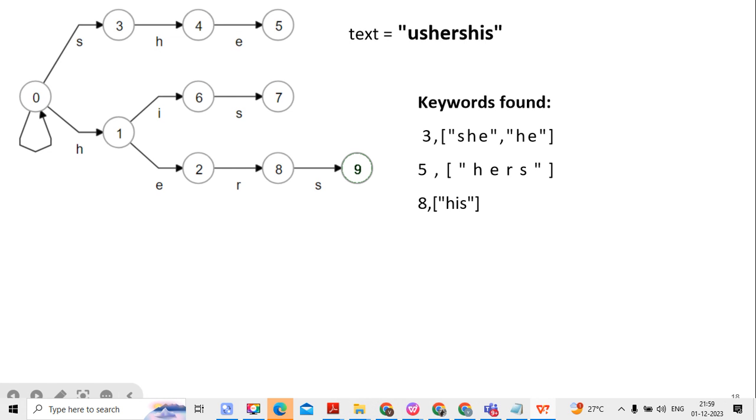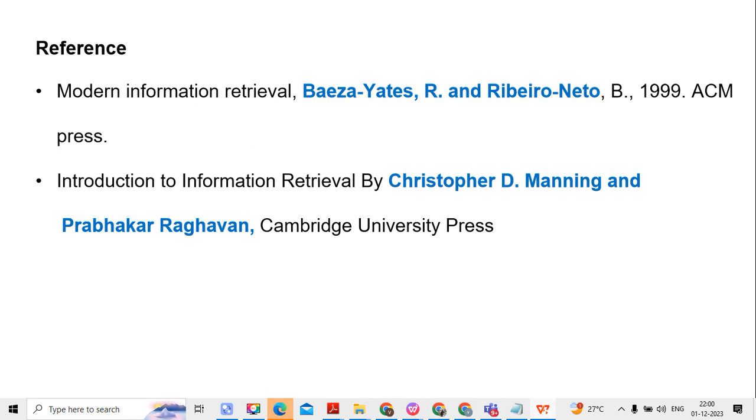If our text is given like this, USHERSHIS, at that time first it will find SHE and HE, then from here it will go to HERS, and from here it will go to the HIS pattern. So in this way the Aho-Corasick algorithm finds multiple patterns simultaneously.